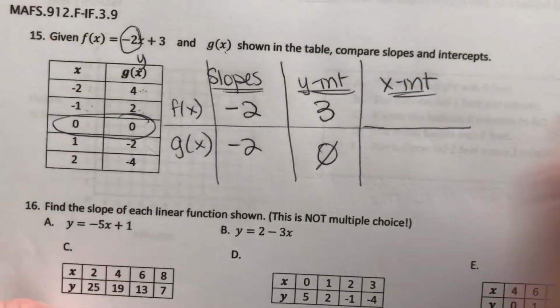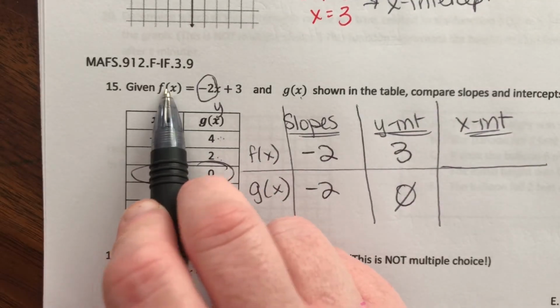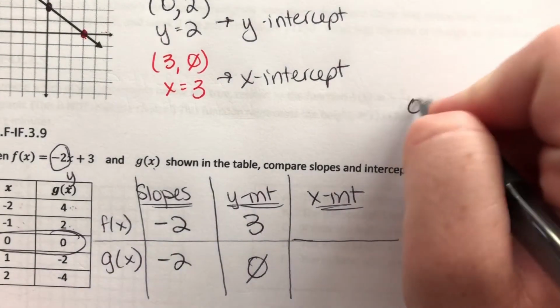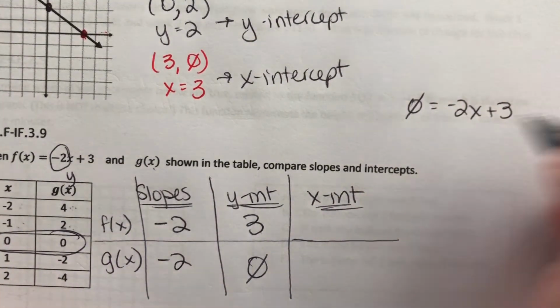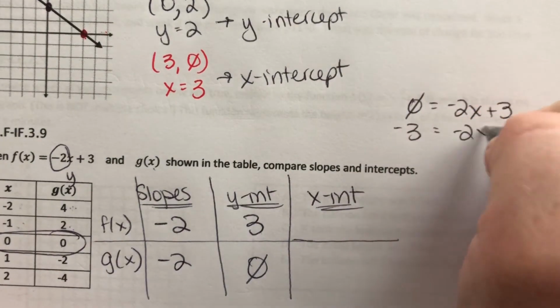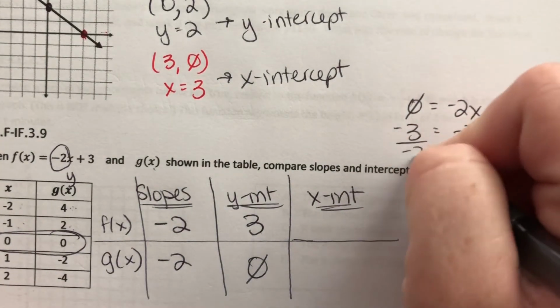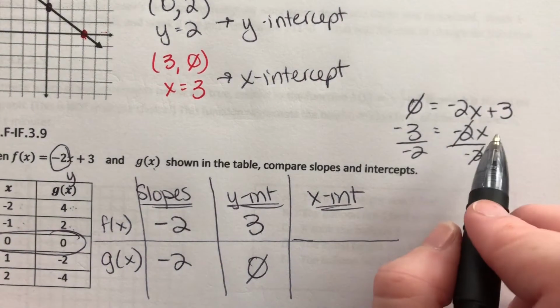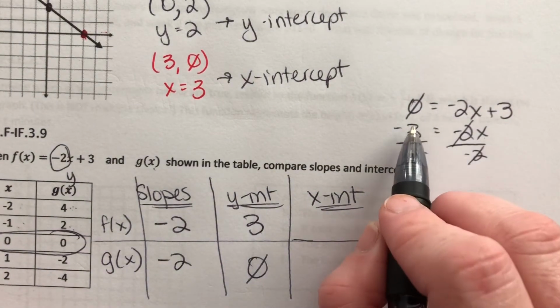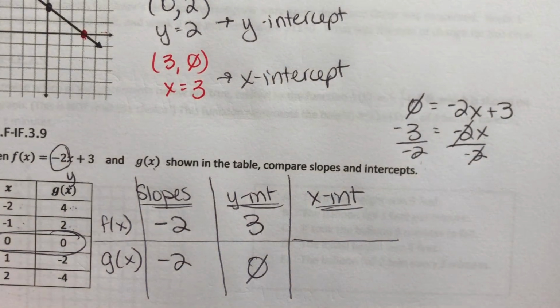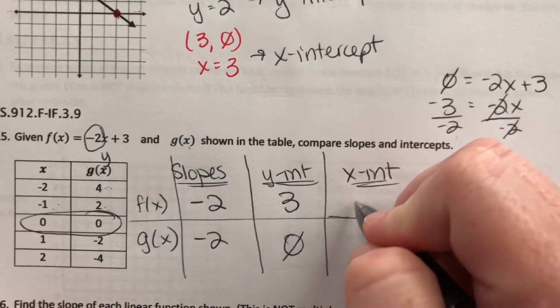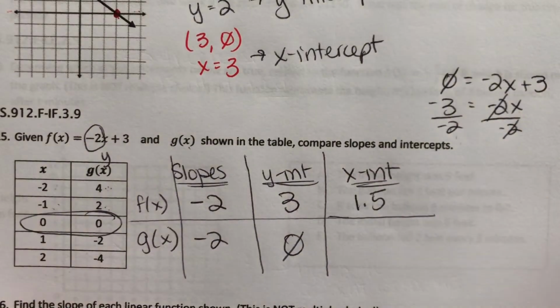X-intercept. Okay, so what is x when y is 0? Well, if I plug a 0 in here, let me do the math over here. 0 equals negative 2x plus 3. Subtract 3 from both sides. Divide both sides by negative 2. And I should get x equals positive 3 over 2, because a negative divided by a negative is a positive, and 3 over 2 is 1.5, right? So the x-intercept is at positive 3.5.